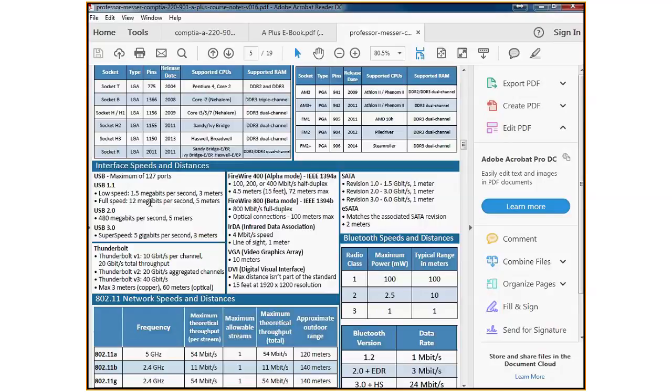Megabits. So that's little b. Big M, little b. And that was the speed back in the day. Then they came out with USB 2.0, and that went up to 480 megabits per second. That was way faster than 12 megabits. And most devices, even to this day, have USB 2.0.